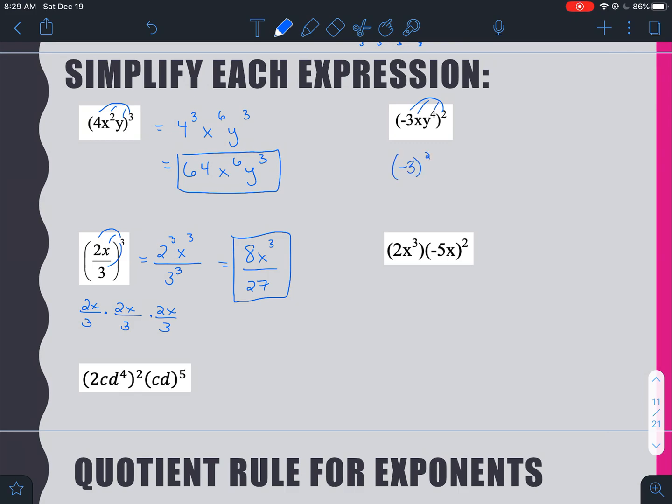All right, negative 3xy to the 4th squared. So again, everybody will get the 2 as an exponent. So this would be negative 3 squared, x squared, y to the 8th. So this would be positive 9, x squared, y to the 8th.